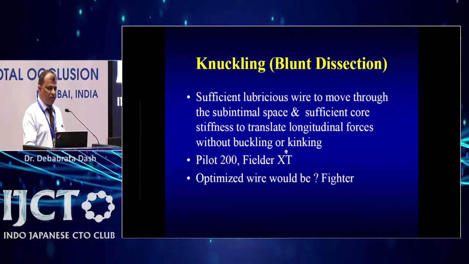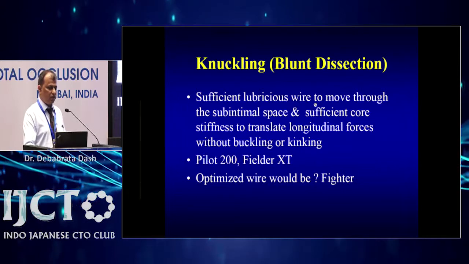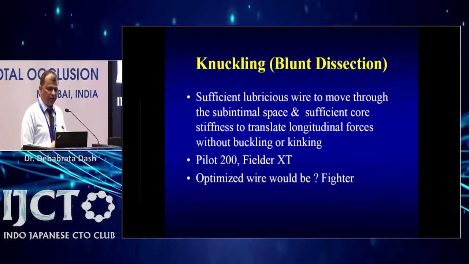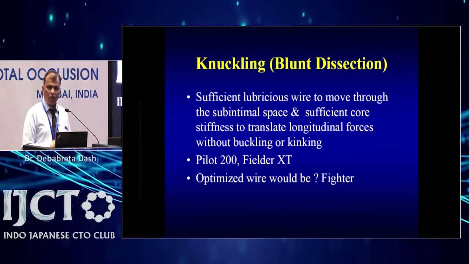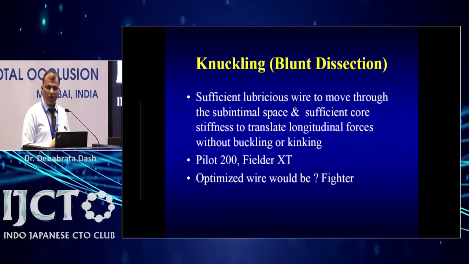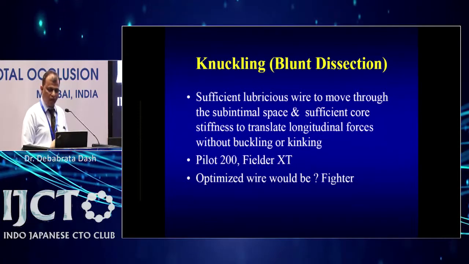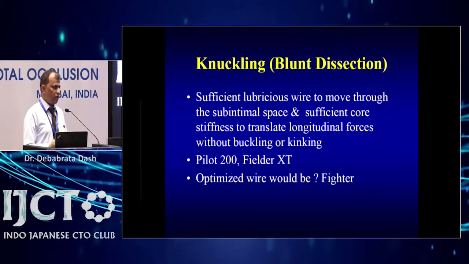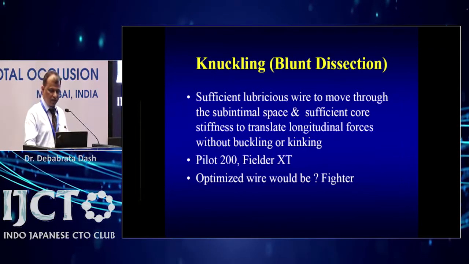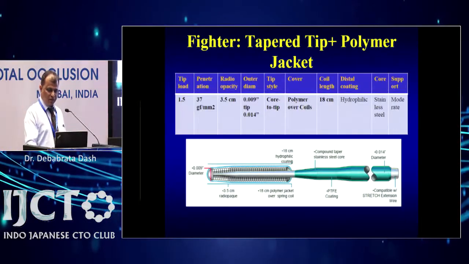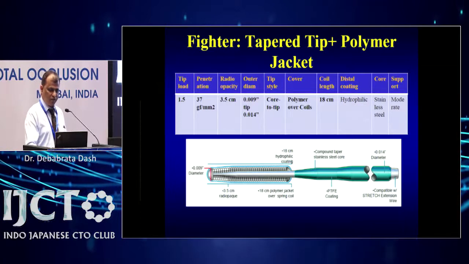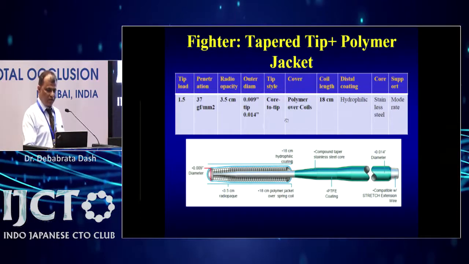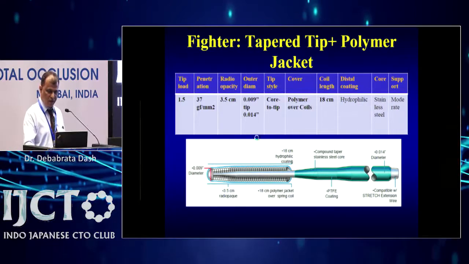For knuckling, the wire should be sufficiently lubricious to move through the subintimal space, and it should have good core stiffness to translate longitudinal force without buckling. The Pilot 200, Fielder XT and the recent Fighter. I am not going to describe them in depth. This is Fighter, tapered tip plus polymer jacket, the new one with a new knuckling band.